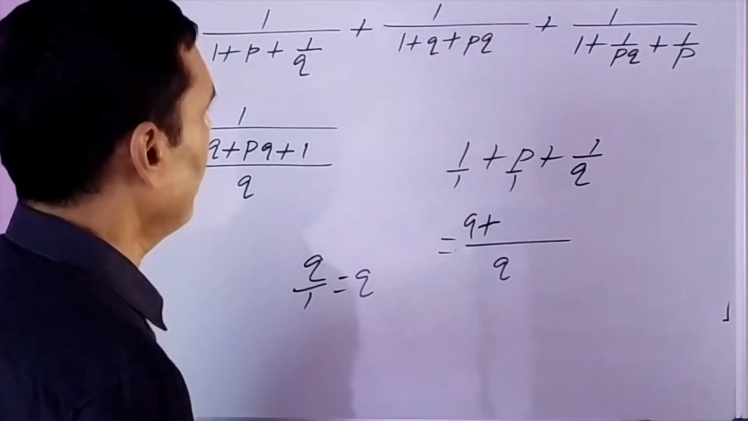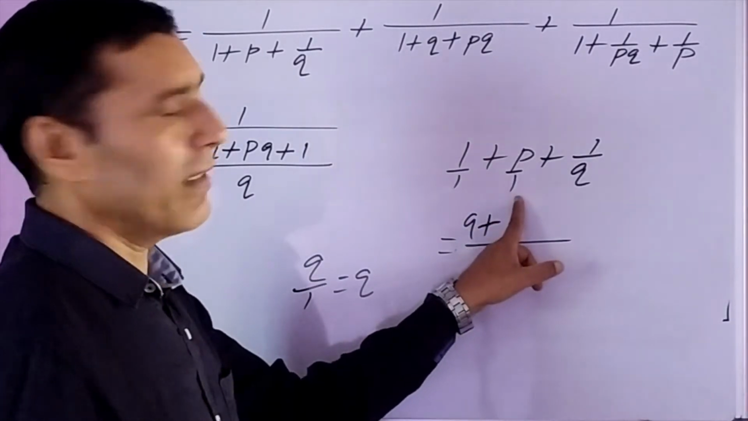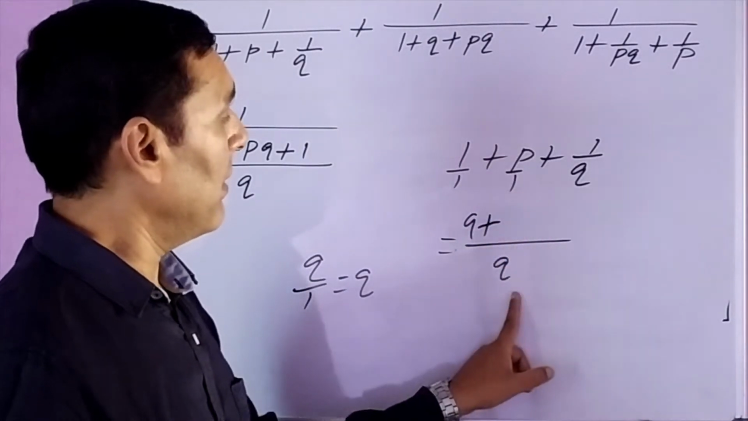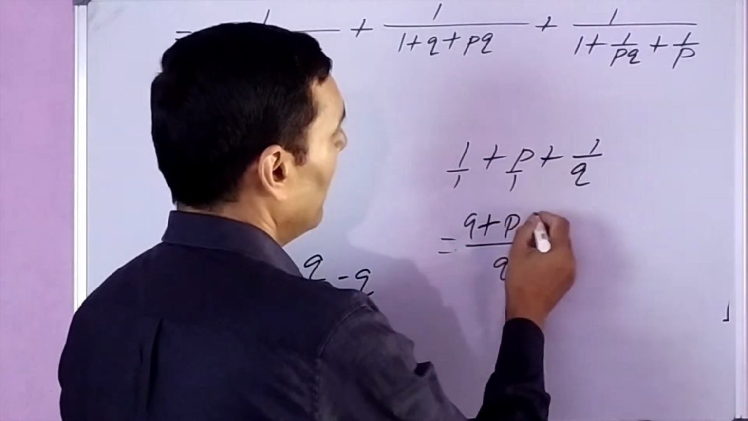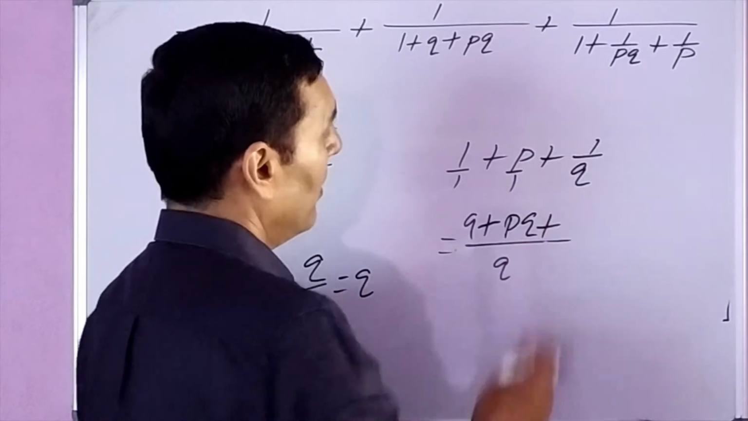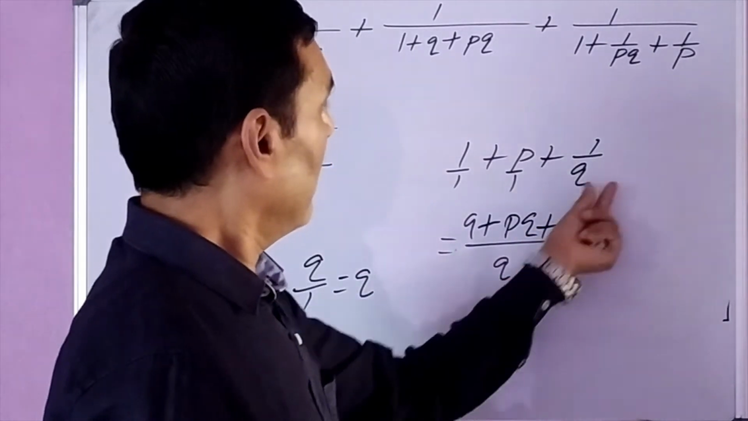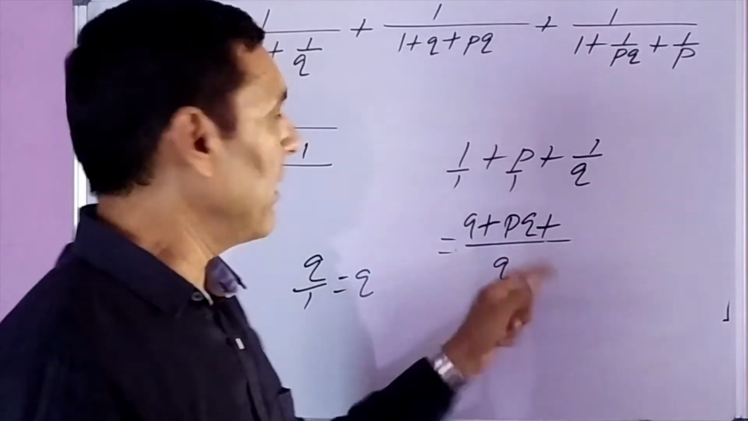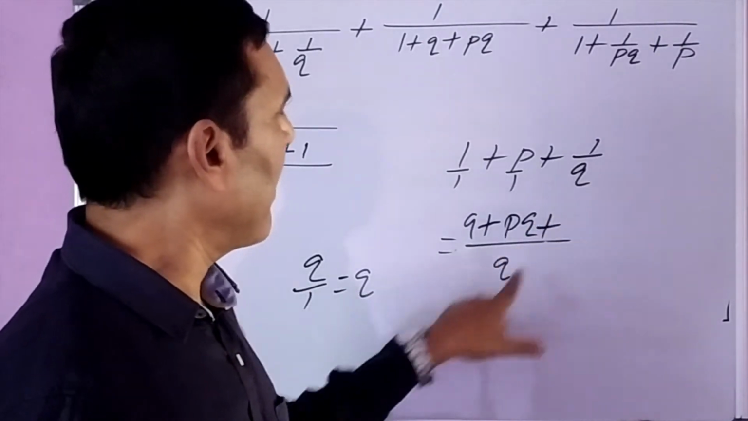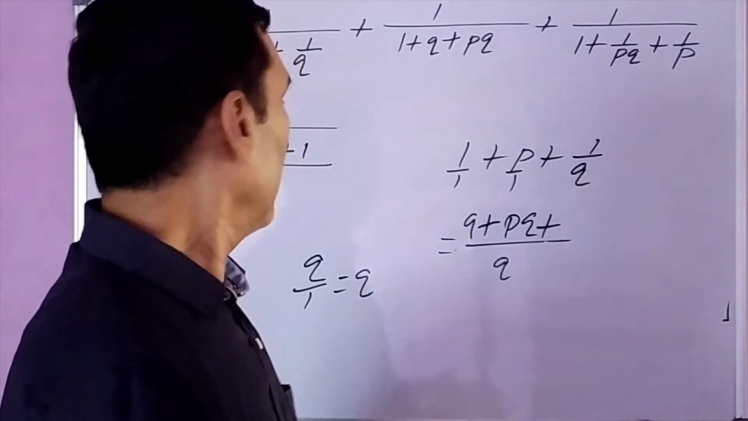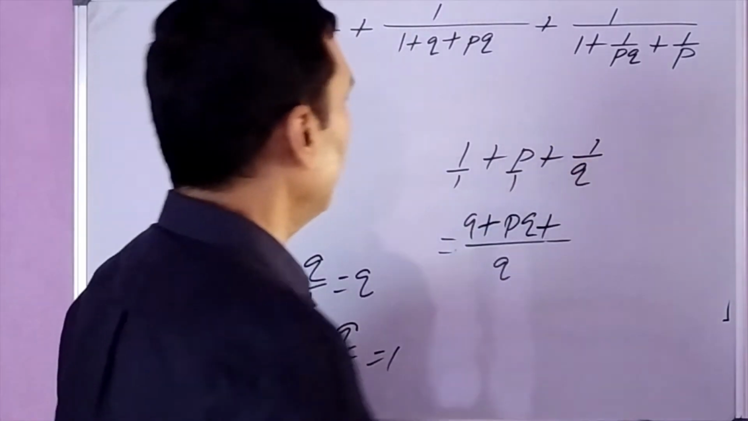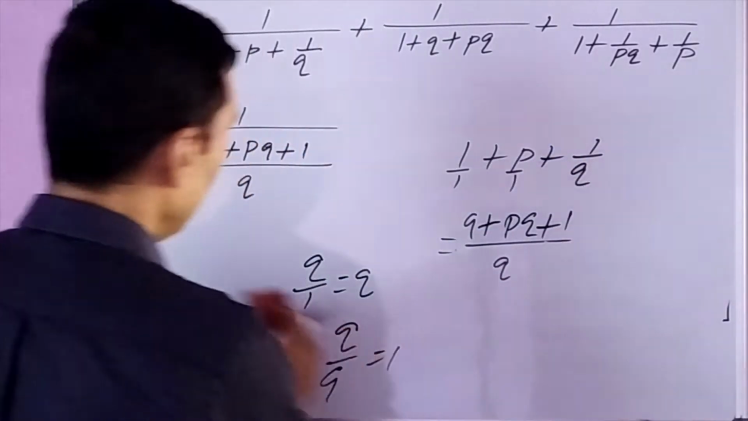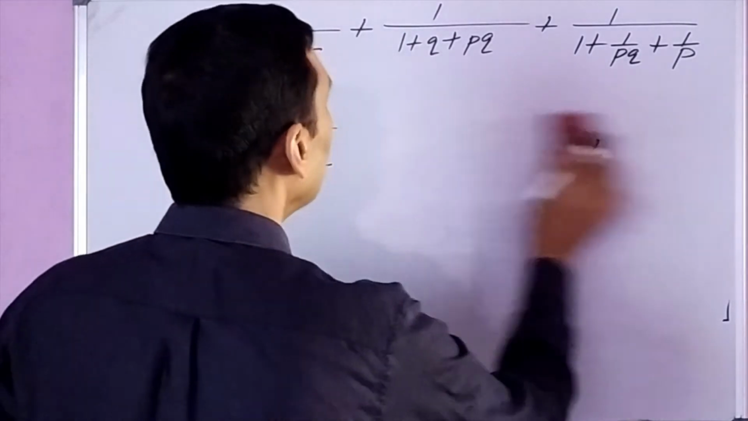And second, we have a denominator 1. When this LCM is divided by 1, Q times P into Q is PQ. And third term, this denominator is Q. LCM is also Q. When LCM is divided by the denominator, Q divided by Q is 1. Q upon Q is always 1. And 1 into 1 is 1. So in this way, we can take the LCM.